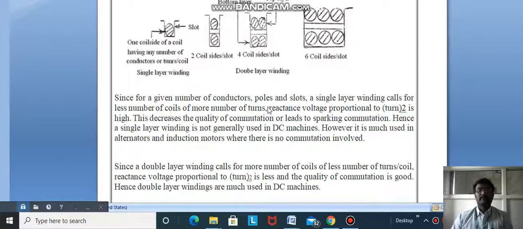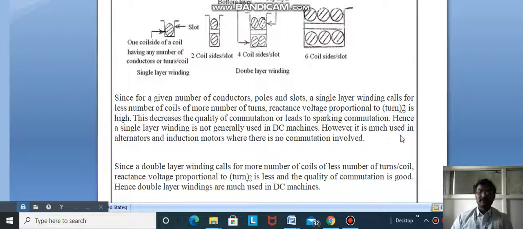For a given number of conductors per pole, poles and slots, a single layer winding calls for fewer coils or more turns per coil, so the reactance voltage, which is proportional to the turns squared, is high. This decreases the quality of commutation or leads to sparking commutation. Hence, a single layer winding is not generally used in DC machines. When you go for single layer windings, commutation sparking will occur. To overcome that, we generally go for double layer windings.